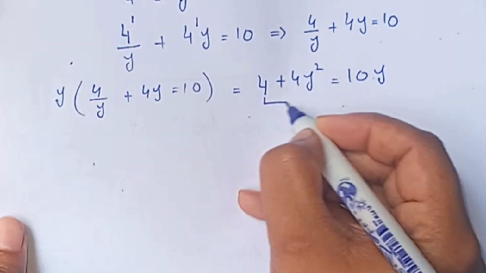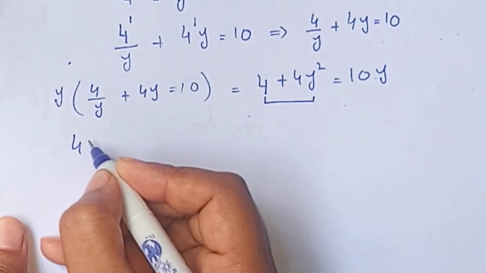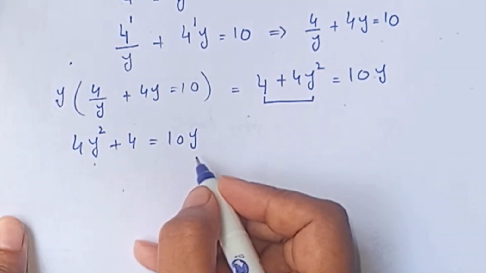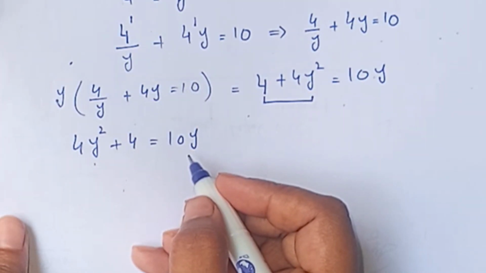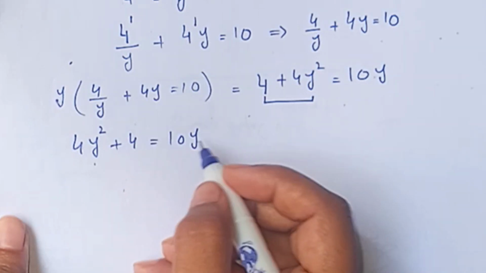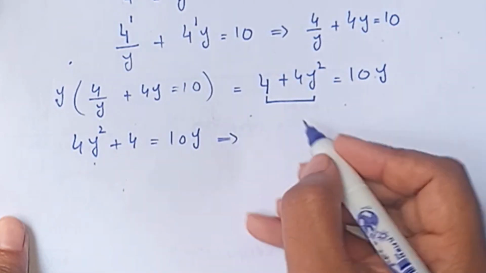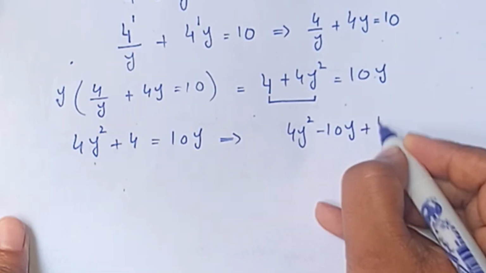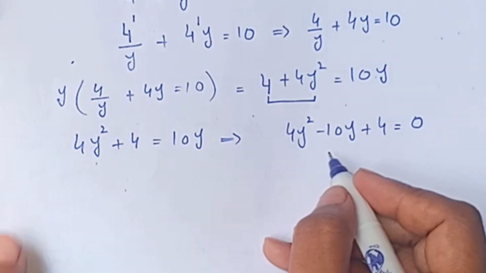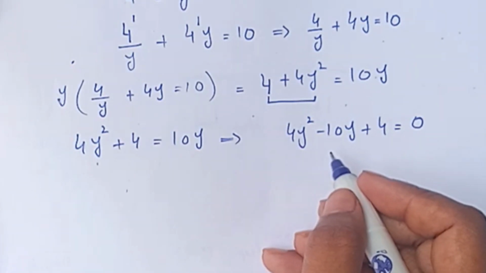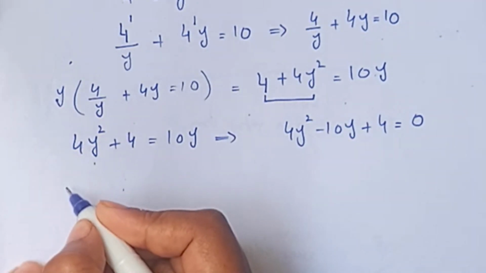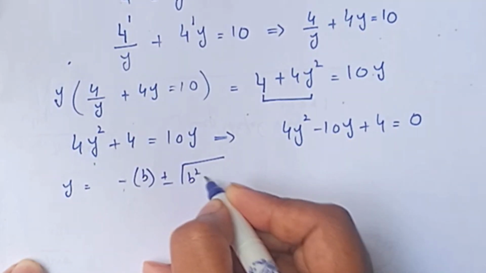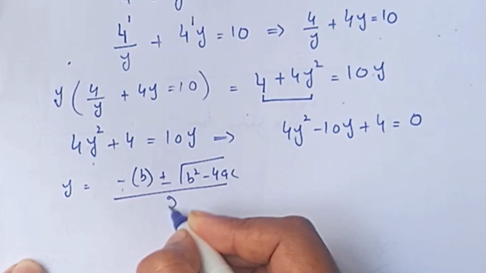Now we rearrange this side. So this is 4y² plus 4, equal to 10y. In the next step, we subtract 10y on both sides of this equation. So this will become 4y² minus 10y plus 4, equal to 0. Now this is a quadratic equation, so we use the quadratic formula.